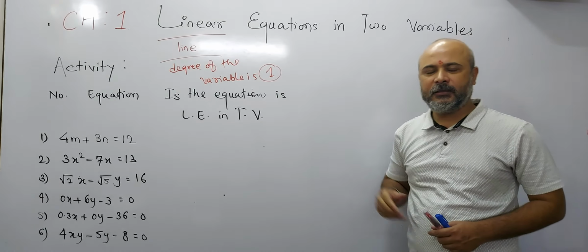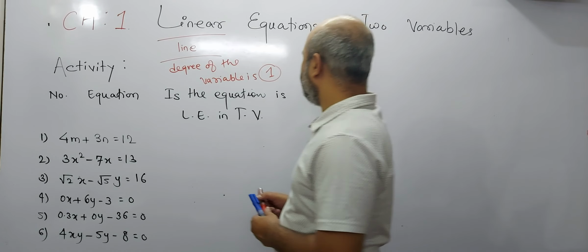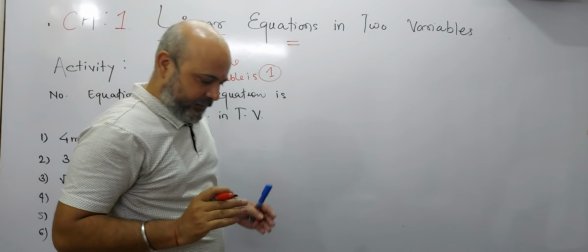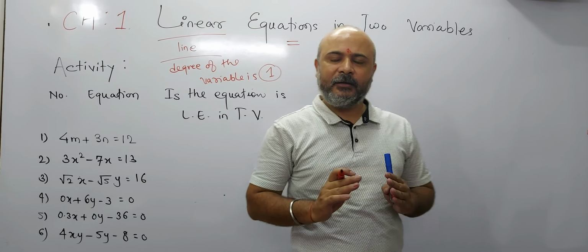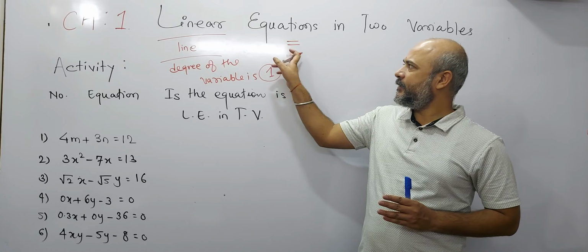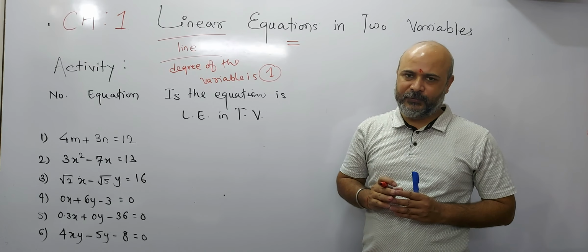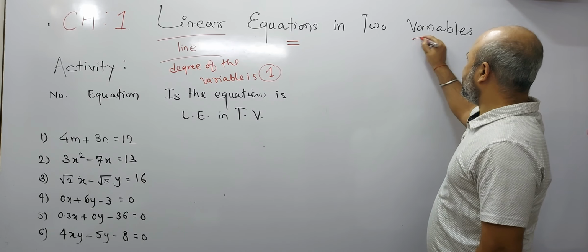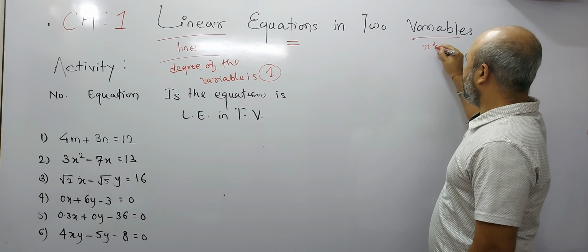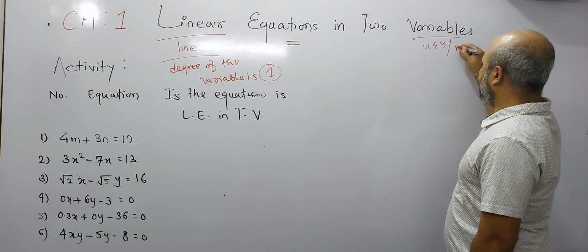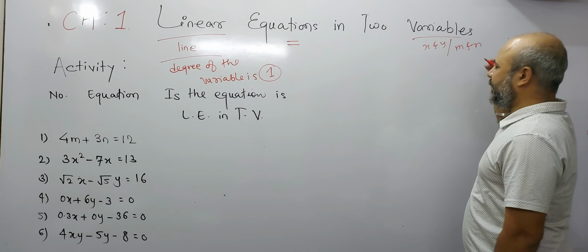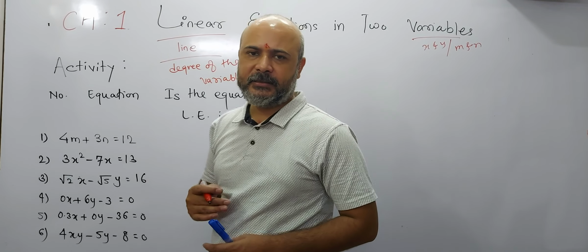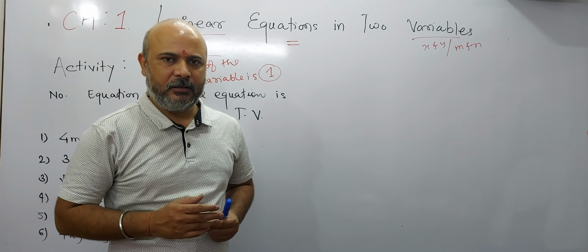Second thing, what is an equation? Equation means where you will get an equal sign. If in any expression you see an equal sign, then you will say that this is an equation. And in two variables we use variables as x and y, or you may use m and n, or many more. Means from a to z all the small letters can be used as a variable.